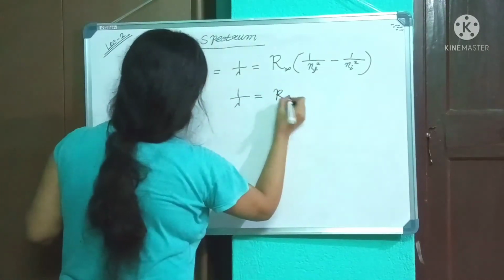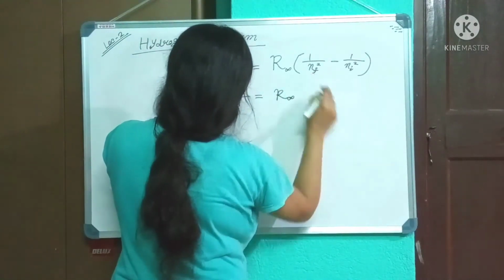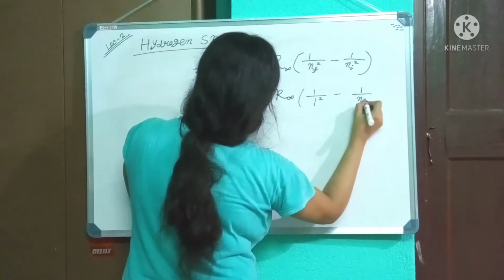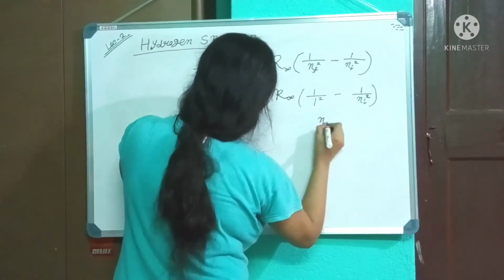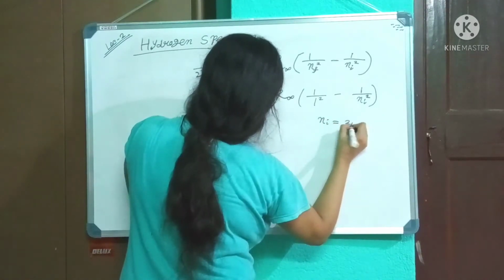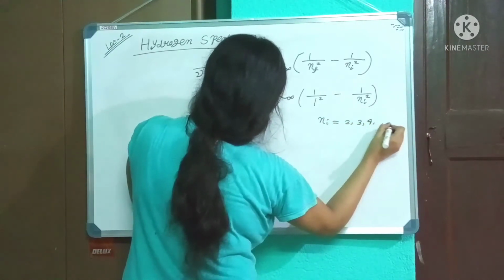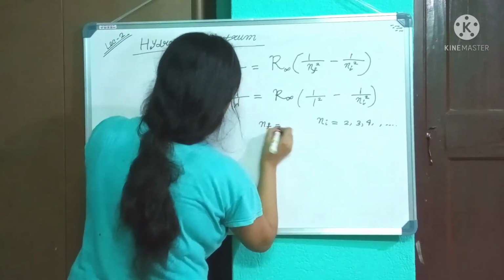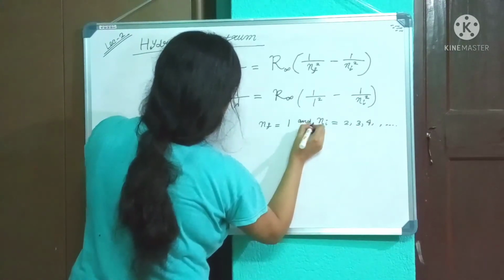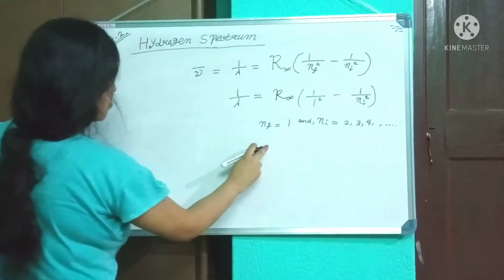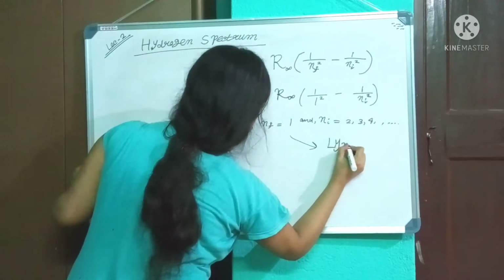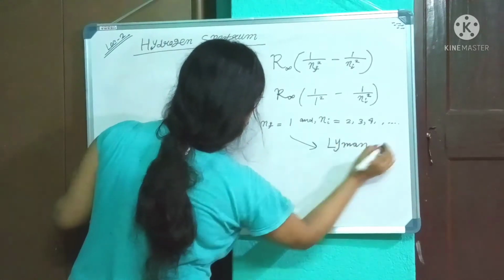Now we will consider the different values of nf and ni. If nf equals 1, then 1 by lambda equals R infinity into (1 by 1 square minus 1 by ni square). So whenever nf equals 1, ni can take values 2, 3, 4 and so on. Whenever nf equals 1, we get the Lyman series.